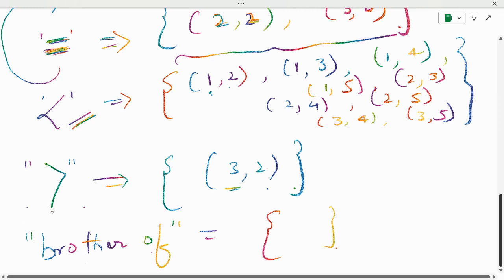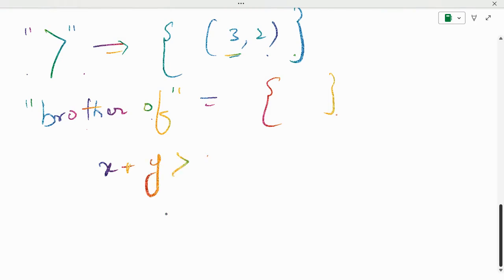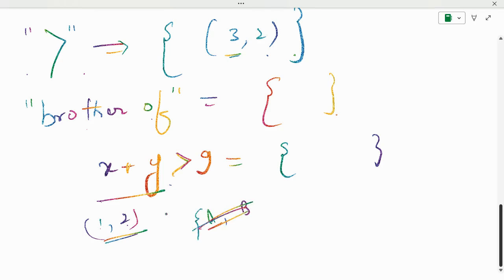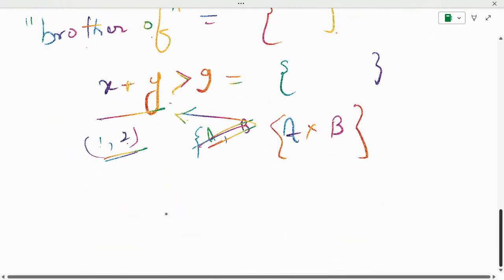Similarly, if we are defining a relation like X plus Y is greater than 9, okay, so we need to find pairs like 1, 2, such that 1 plus 2 is greater than 9. So is it possible on A cross B? On this set, is it possible to get this kind of relation such that X plus Y is greater than 9? I don't think so, because the largest we can get is 3 plus 5, that is 8, and that is not greater than 9. So this part will remain empty. So we have an empty set for this.